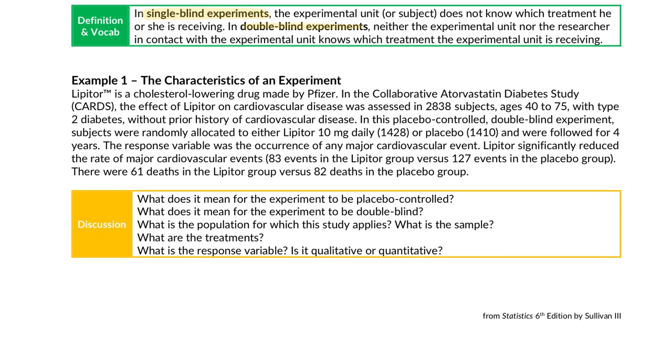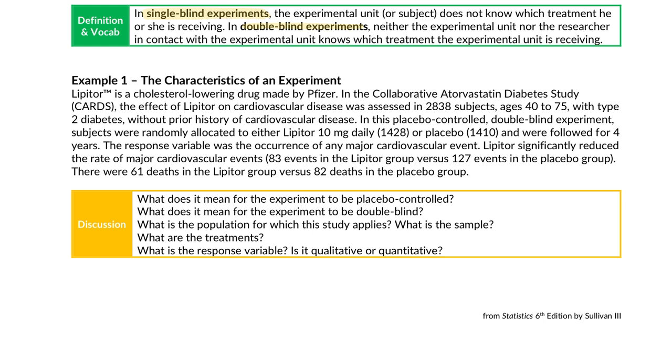Example 1 says, Lipitor is a cholesterol-lowering drug made by Pfizer. In the collaborative diabetes study, which is the CARD study, the effect of Lipitor on cardiovascular disease was assessed in 2,838 subjects, ages 40 to 75, with type 2 diabetes without prior history of cardiovascular disease.